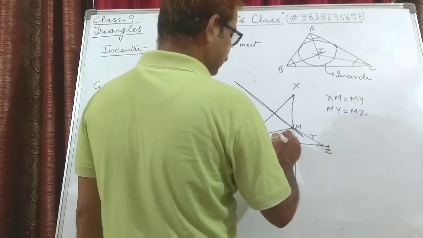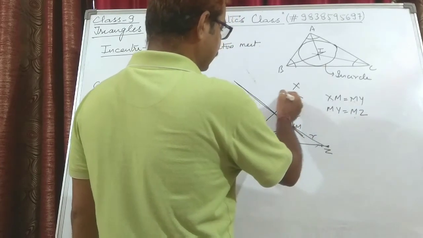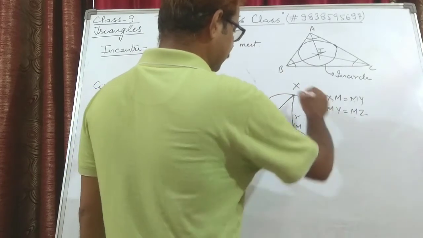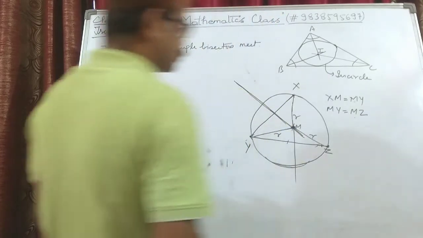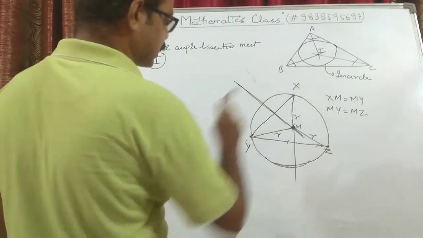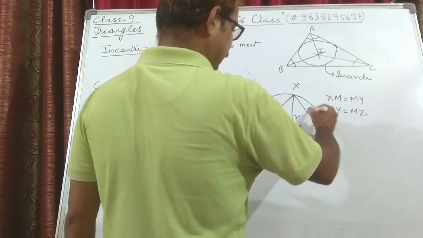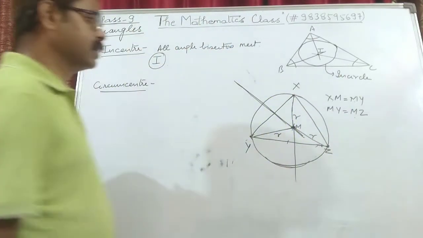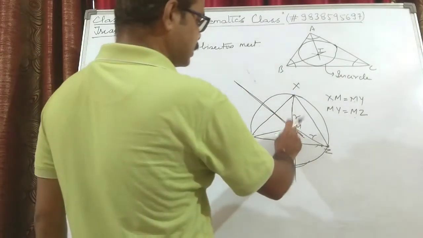So if we consider them the radius of the circle and taking M as center, if I draw a circle, it will come something like this. So this point M is the circumcenter, and if we join X, Z also, we will get a triangle which is inside the circle, and M is the circumcenter.